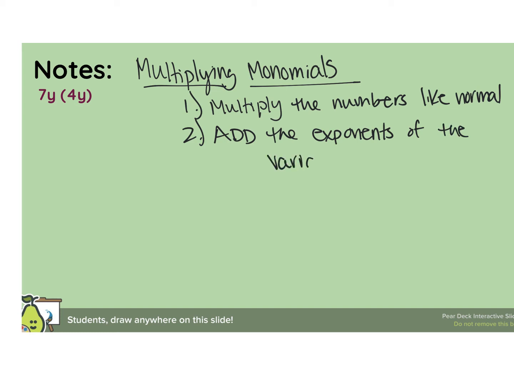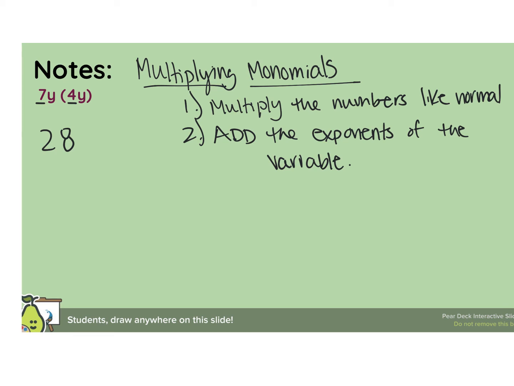So let me do this example here to show you what I'm talking about. So first we're going to do the numbers, 7 times 4. And why are we multiplying? Because there are parentheses, and parentheses in math means to multiply. So this is 7 times 4, which is 28.